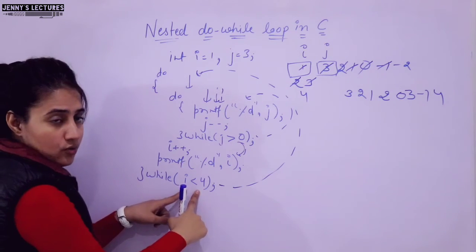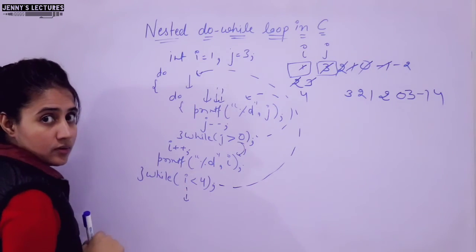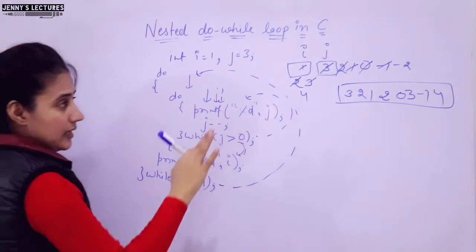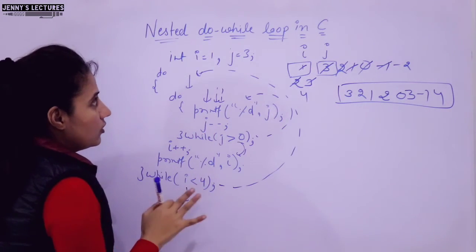So now the condition is not true. Now we are going to exit from the loop, right? So now this output you will get here. If I am wrong, then you can tell me in the comment box, right? So this is the working of this do while loop.